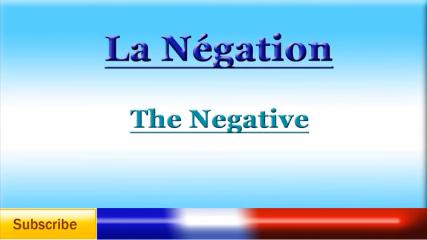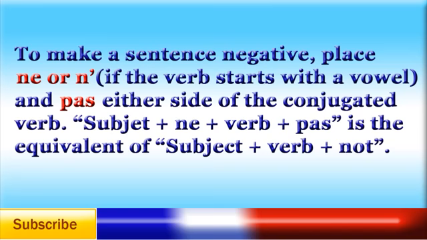In this lesson, we're going to learn how to make sentences negative in French. La négation. To make a sentence negative in French, place ne, or an apostrophe if the verb starts with a vowel, and pas either side of the conjugated verb. The subject plus ne plus verb plus pas structure is the equivalent of subject plus verb plus not in English.